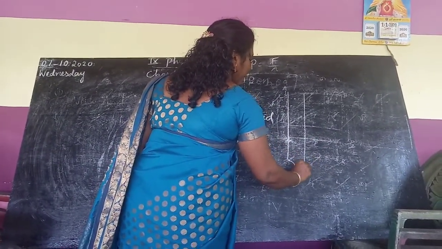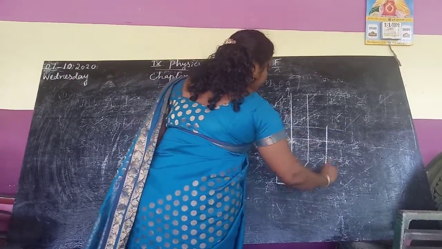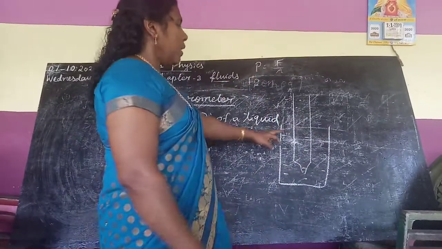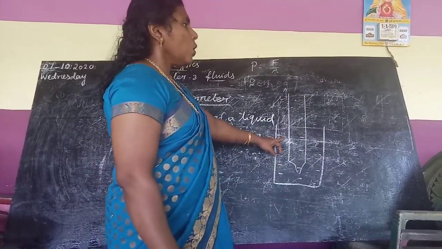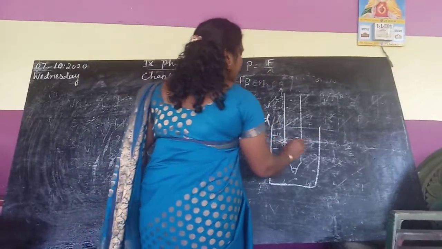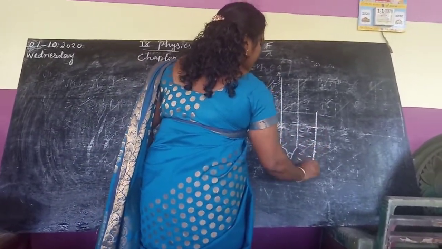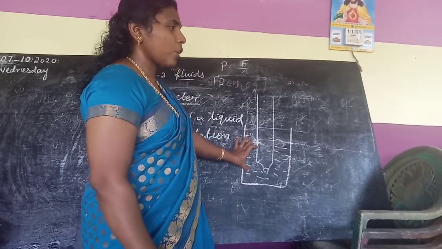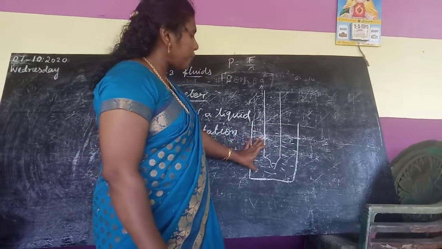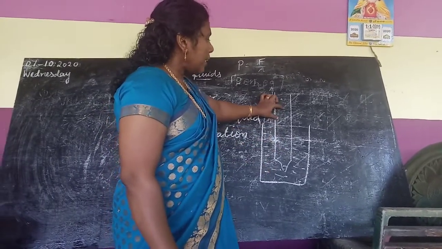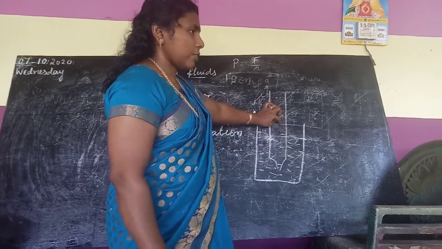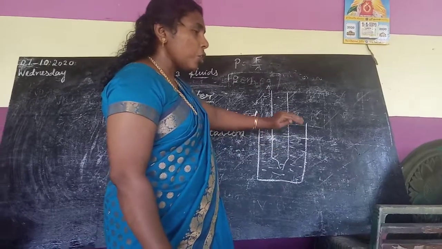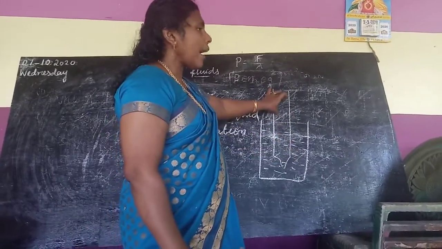Here mercury is there. Now we take a liquid here to find the relative density. What is the use of this hydrometer? To find the relative density of a liquid. So here the fluid is there. The laws of flotation: the weight of the fluid. Fluid means liquid. The weight of the fluid in which the hydrometer is immersed is equal to the weight of the hydrometer.